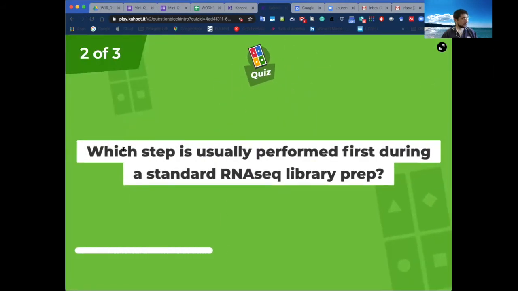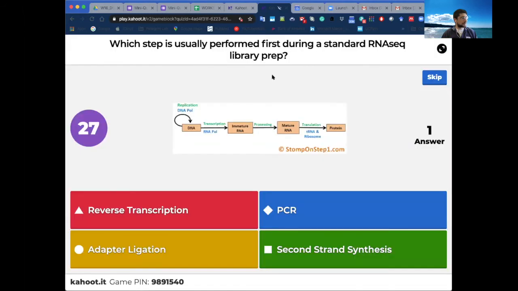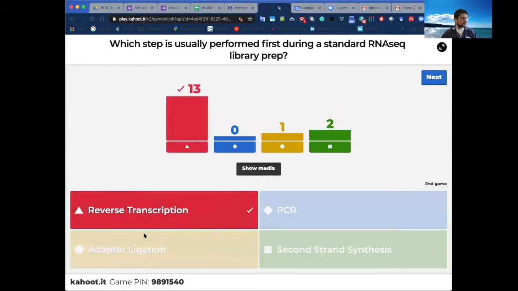Second question: which step is usually performed first during a standard RNA library preparation? Reverse transcription, PCR, adapter ligation, second strand synthesis? There's actually a step that we usually perform before, but among those choices, the first step that we perform is reverse transcription. PCR is at the very end. Second strand synthesis is after reverse transcription because reverse transcription is creating the first strand. And adapter ligation is after the second strand synthesis, right before the PCR.